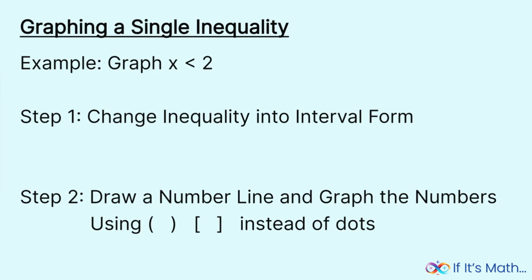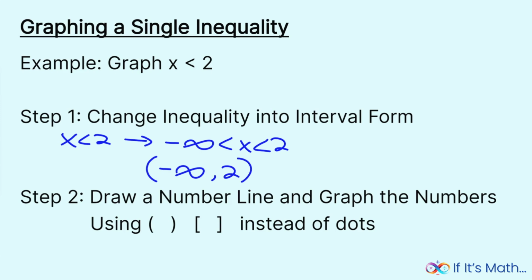Okay, so let's say we wanted to graph the inequality x is less than 2. The first step is to get this into interval notation. So we have x is less than 2. And remember, whenever you have that, you've got this implied infinity in there. So negative infinity is less than x is less than 2. So then you know that the interval notation for this is going to be negative infinity to 2. And we have parentheses on both ends because there is no or equal to with this.